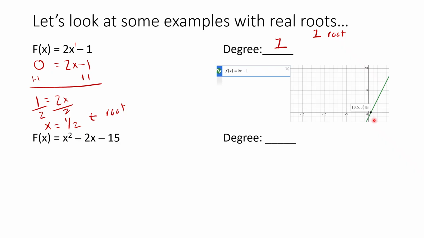And you can tell there's no more roots to it because the line's going to keep going forever to the left and forever to the right. It's going to keep going up and down, and that is the only root. So you don't think, oh my word, that line is going to have more than one root.